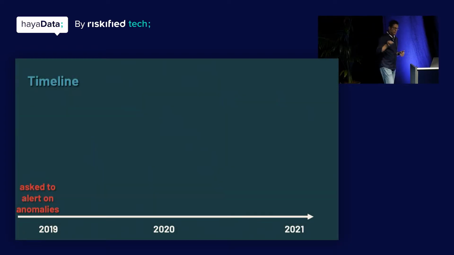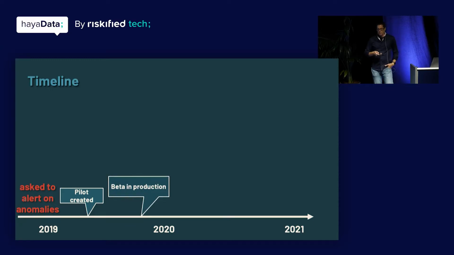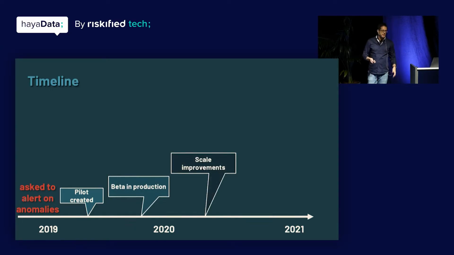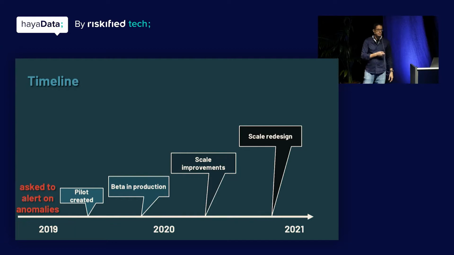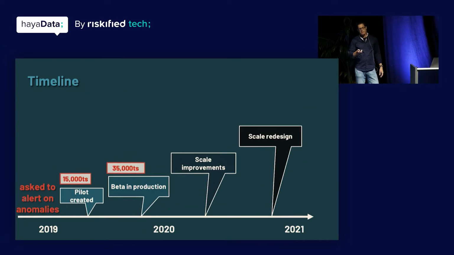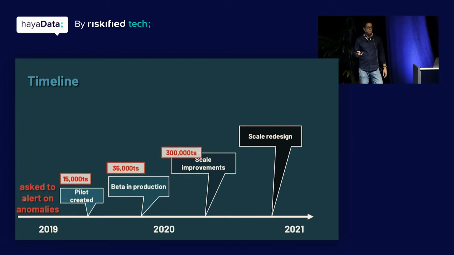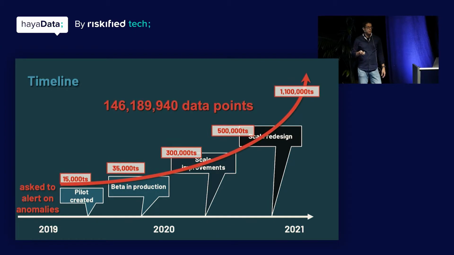So in 2019, we were asked to create some system to alert on these anomalies. We started a pilot, went into beta, then we did some scale improvements, then we did some more scale improvements and a whole redesign. And the reason we had to do all of these is because data basically grew over time. We started out with 15,000 time series, and over time it grew until today it's about 1.1 million time series. And in total, we have about 150 million data points within the system.